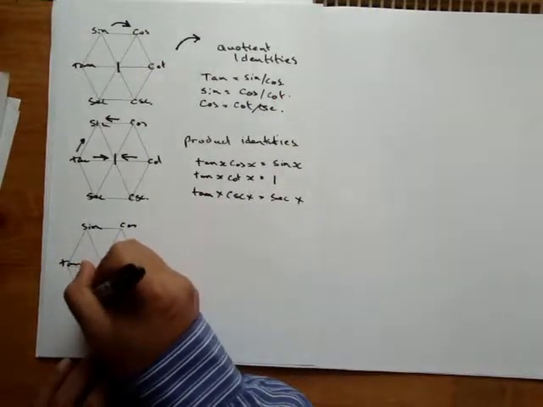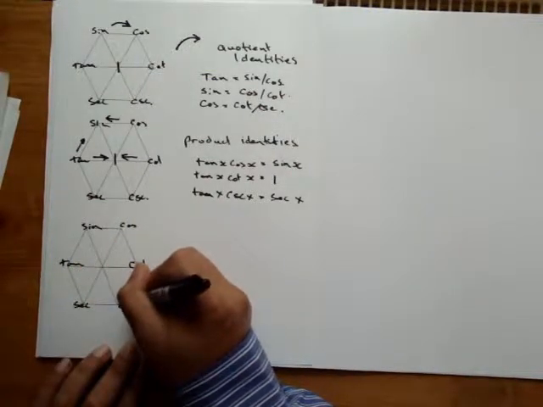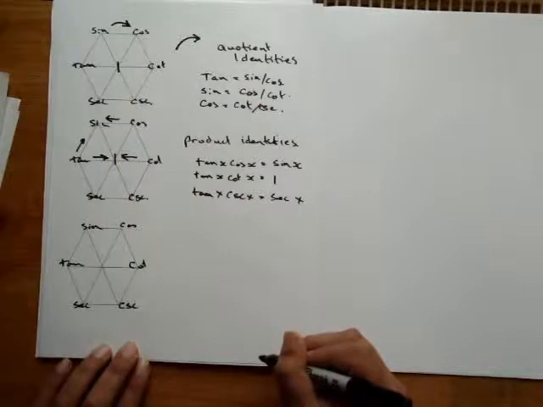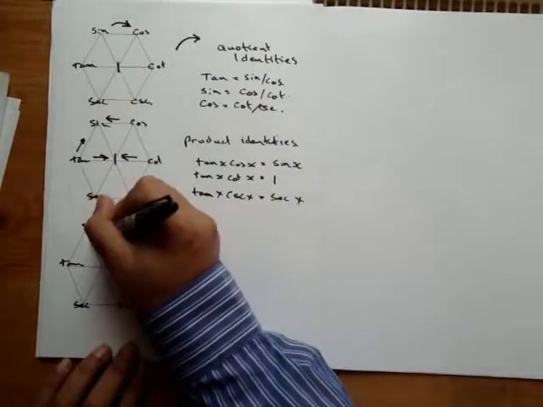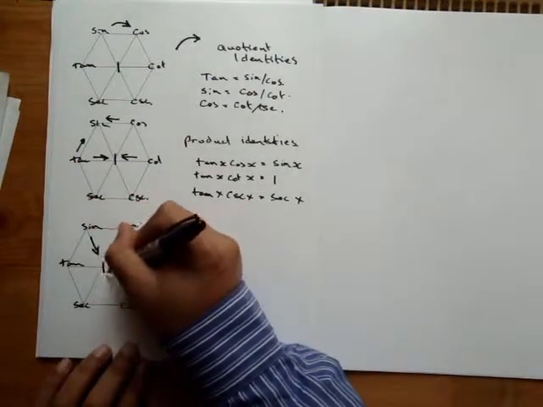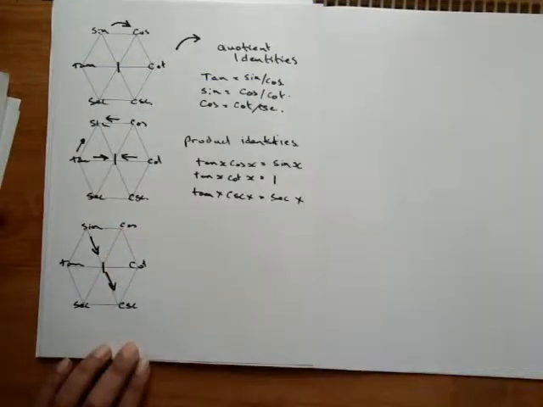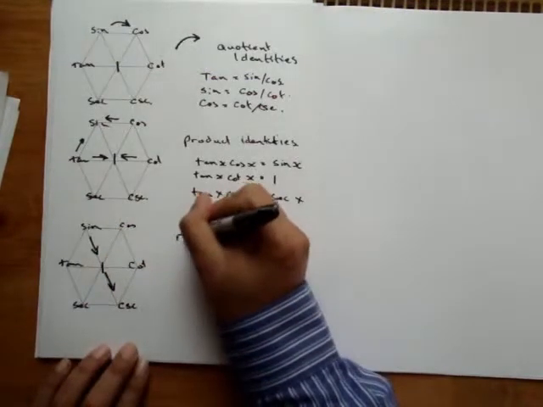To go again, sine, cos, tan, cotangent, sec, cosec. This time if we go diagonally, this way, there's one there, we get the reciprocal identities.